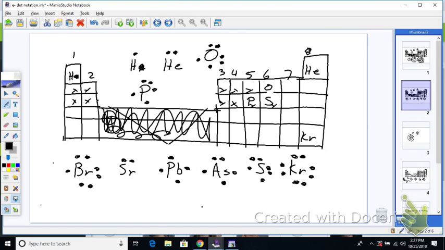Which ones are colored? The gases that are colored are halogens. Okay, so bromine gains, strontium loses, lead loses, arsenic gains, sulfur gains, krypton doesn't do anything.